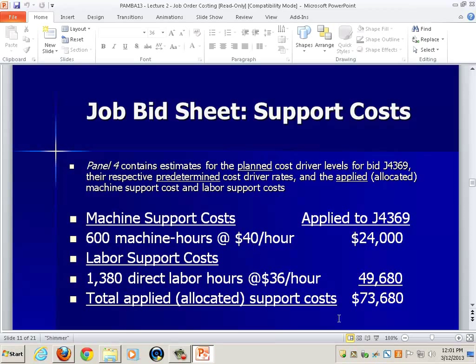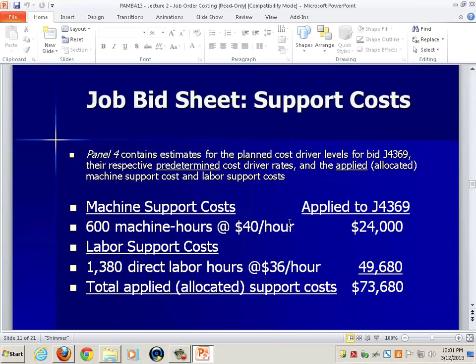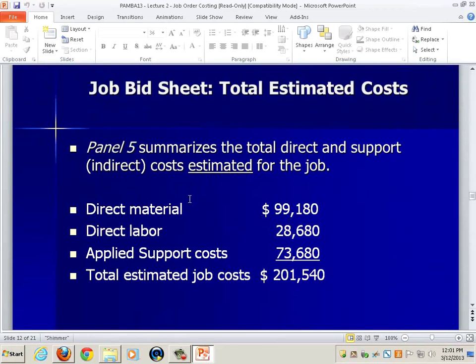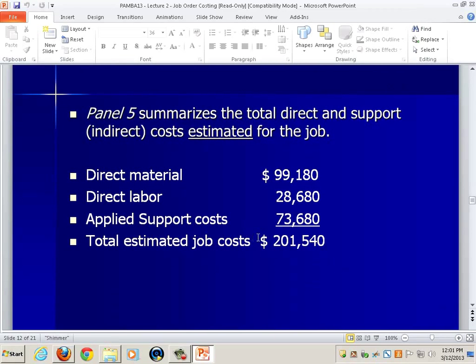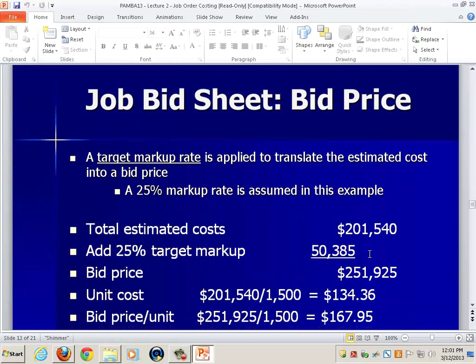Now once you have done that, you've taken account of all the costs. So now you can add up estimated direct material, direct labor, and applied support or indirect costs for this job, and you get that the total estimated cost of providing these 1,500 valves to Michigan is $201,540.